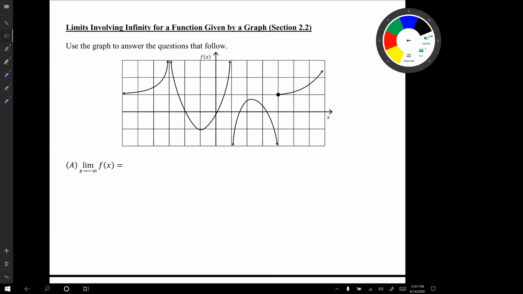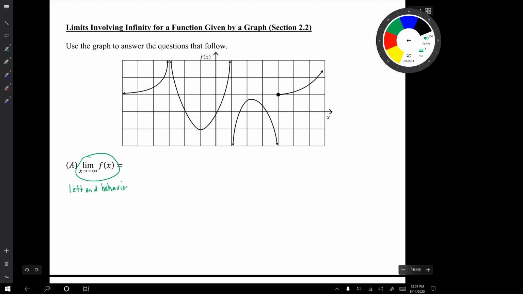For the rest of this video, I'm going to do examples of limits involving infinity for a function given by a graph. Here's the graph. Our first question is to find this limit. Now, this refers to the left end behavior of the function because x is going to negative infinity.